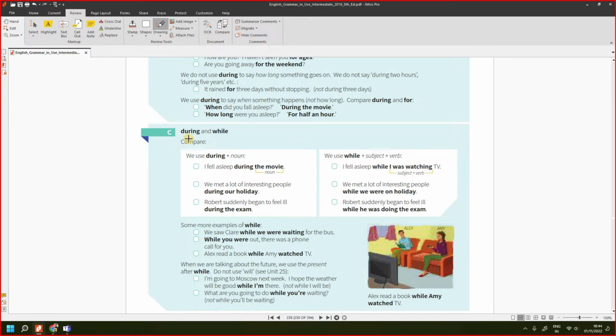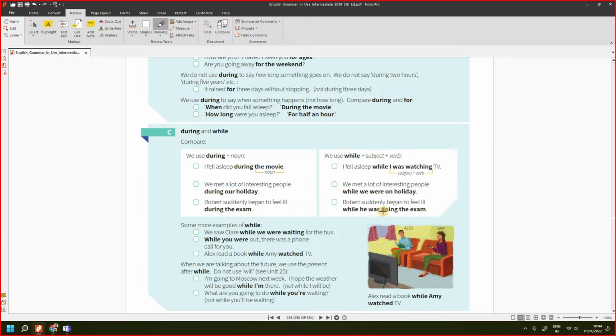Now we'll see the difference between during and while. What is during and what is while? We use during plus a noun, but in the case of while, we use it with a subject and a verb. We cannot use it directly like we use it with a noun. So here there is a subject and a verb. You know what is a subject? A subject is something that initiates an action. It can be a person, it can be a thing, something that initiates an action.